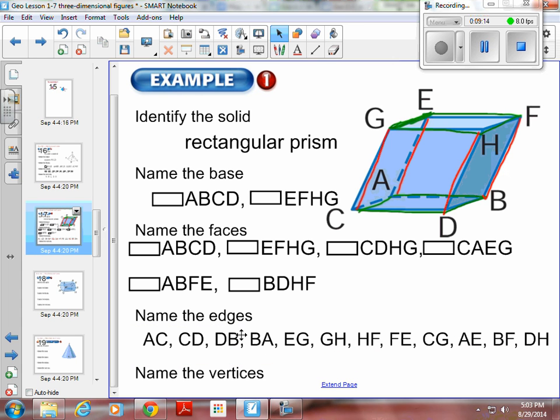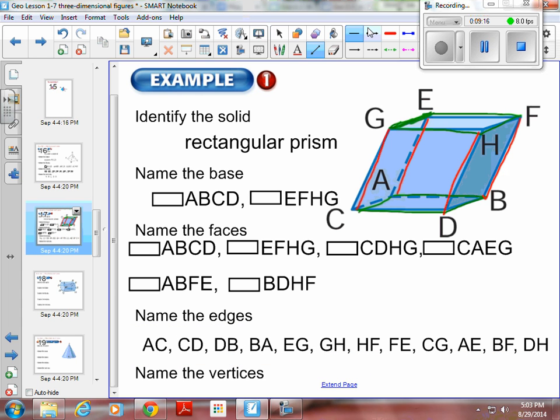Okay, and then they are all segments, so then I need to grab my segment tool. So it's segment AC, segment CD, segment DB, segment BA, segment EG, segment GH, segment HF, segment FE, segment CG, segment AE, segment BF, and segment DH.